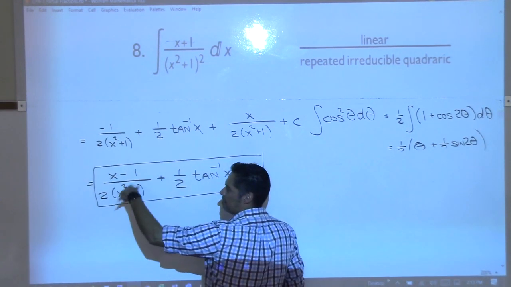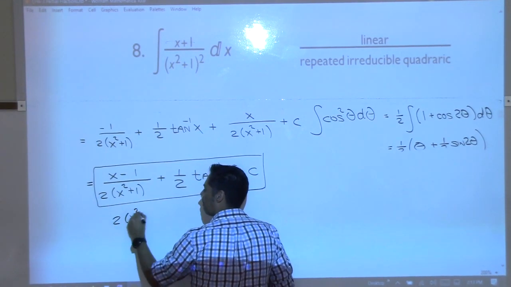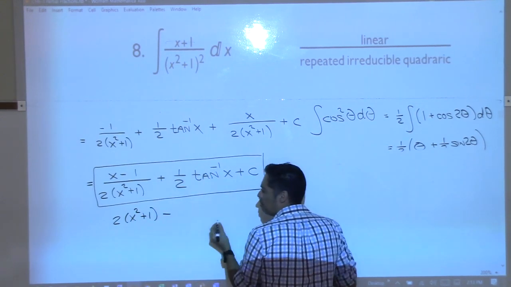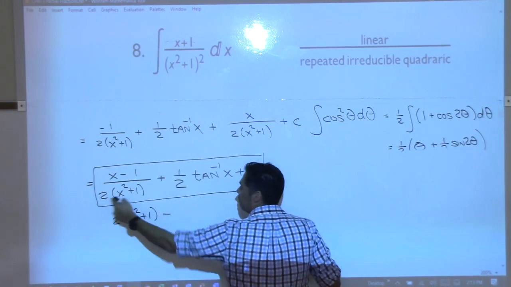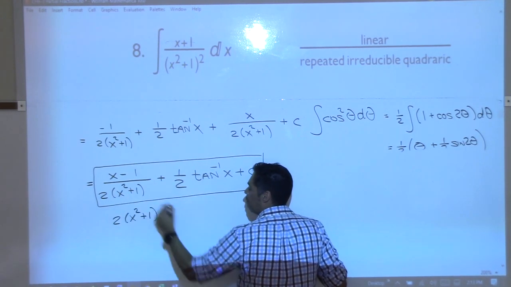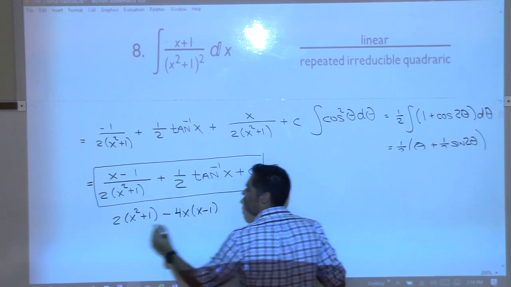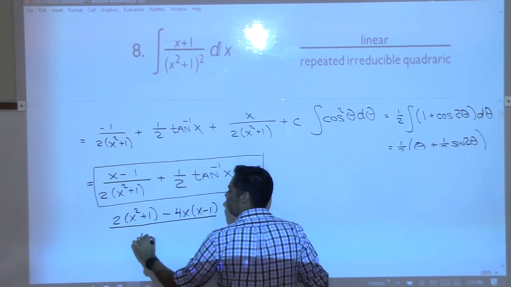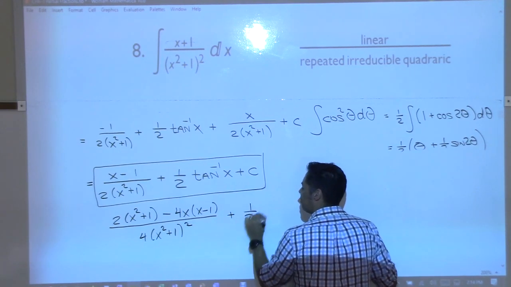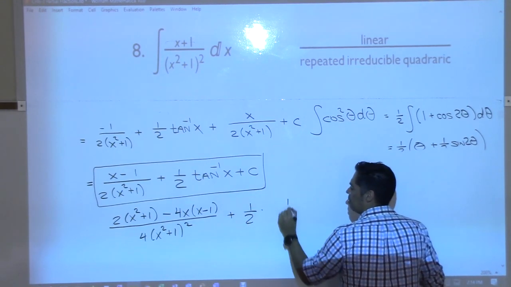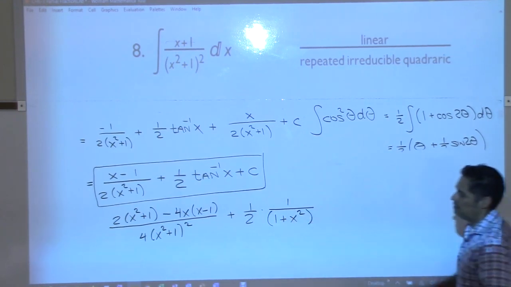Just a quick quotient rule on this, right? Derivative of the top is just 1 times the bottom, minus derivative of the bottom. What's derivative of the bottom? 2 comes for the ride. Derivative of that? 2x, so 4x times the top all over the bottom squared. Okay, plus 1/2, what's the derivative of arctangent of x? I'll put it in parentheses like that.